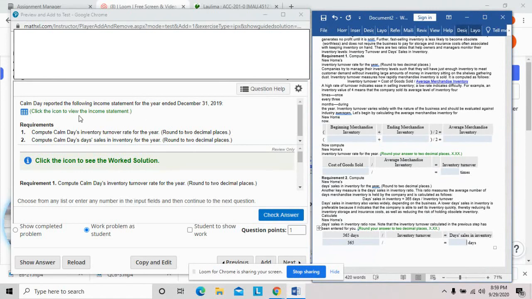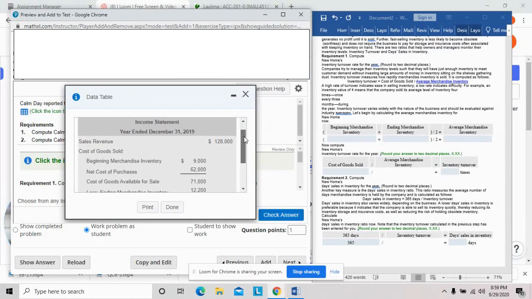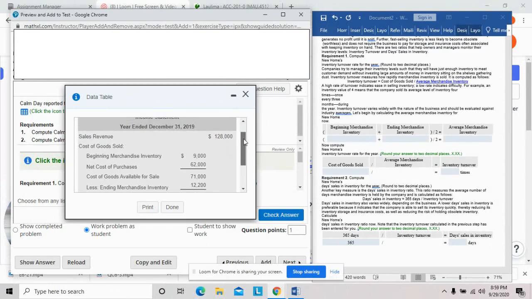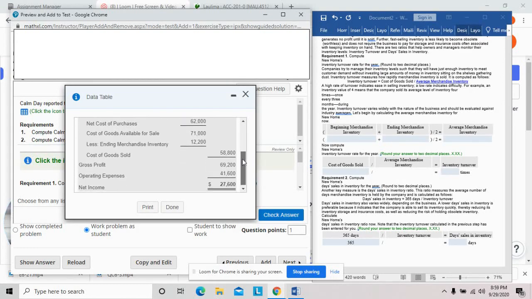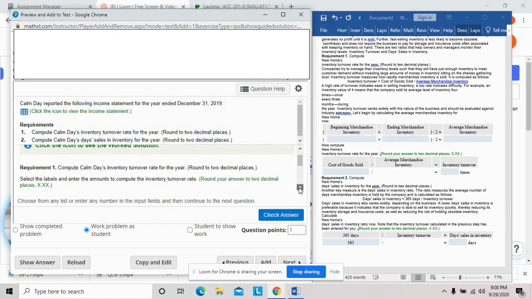In this problem, we have ComDay reporting the following income statement for the year ended December 31st, 2019. Requirement 1 includes finding ComDay's inventory turnover rate for the year, and requirement 2 includes finding ComDay's day sales in inventory for the year. If you look at the income statement for the year ended December 31st, 2019, you have the sales revenue and cost of goods sold. We're looking over this income statement to answer the various requirements in this problem.